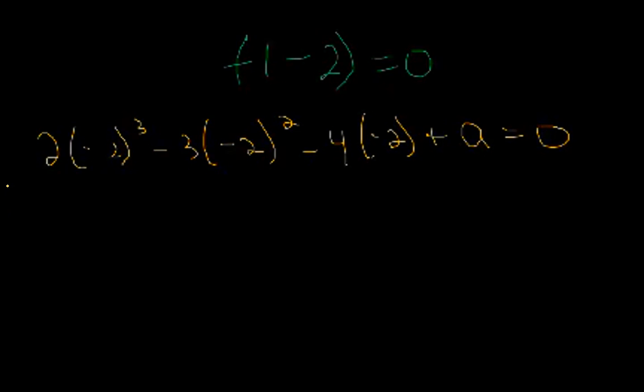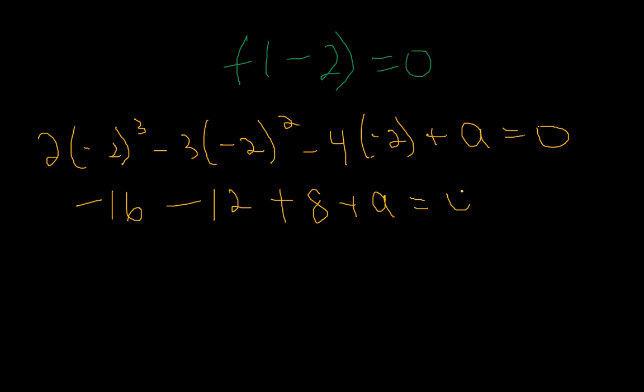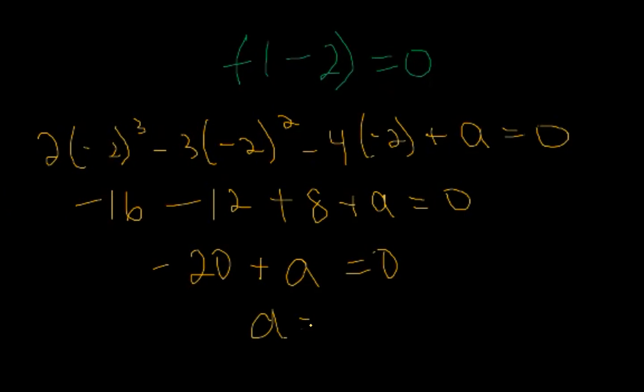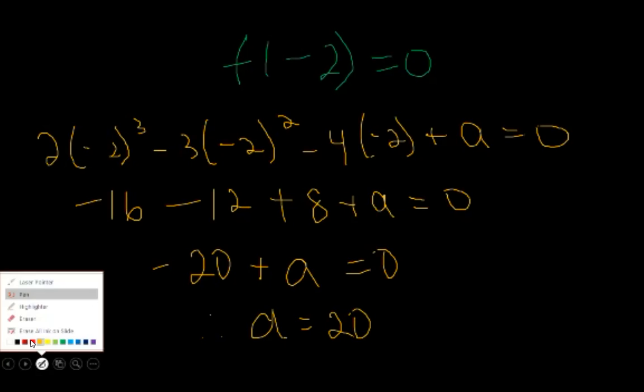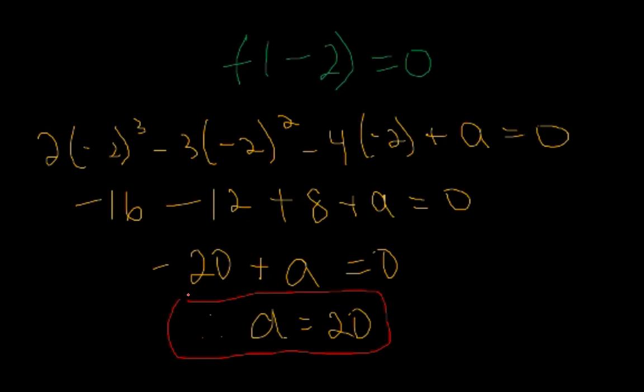Minus 2 cubed, that's minus 8. Minus 8 times 2, minus 16. So you know how to do this, right? Minus 2 squared, that's 4. Minus 3 times 4, that's minus 12. Minus 4 times minus 2, that's plus 8. Plus a is going to give me 0. Minus 28 plus 8. This is my answer, because they wanted me to find the value of a. Value of a is 20.